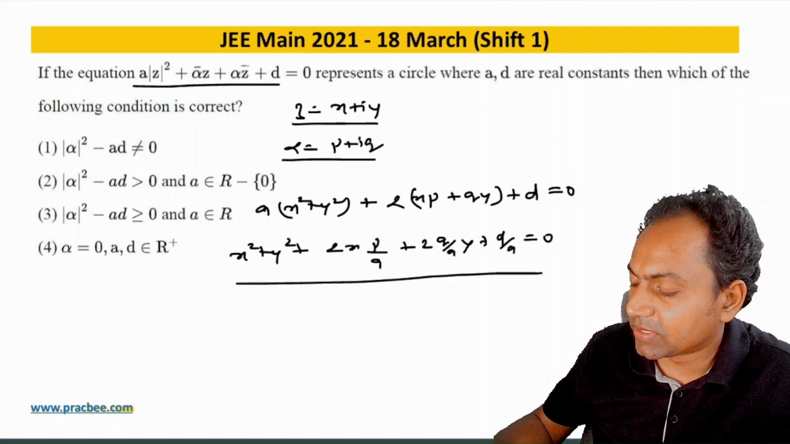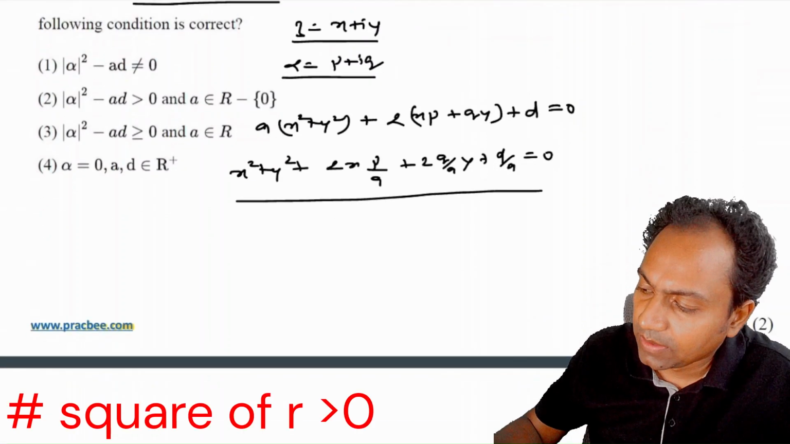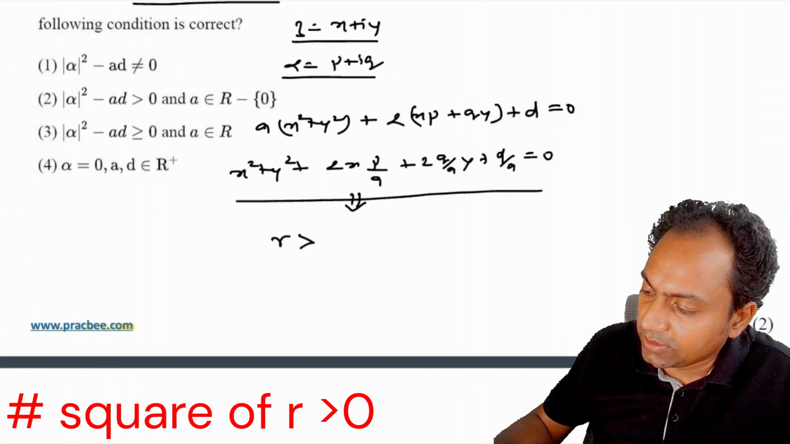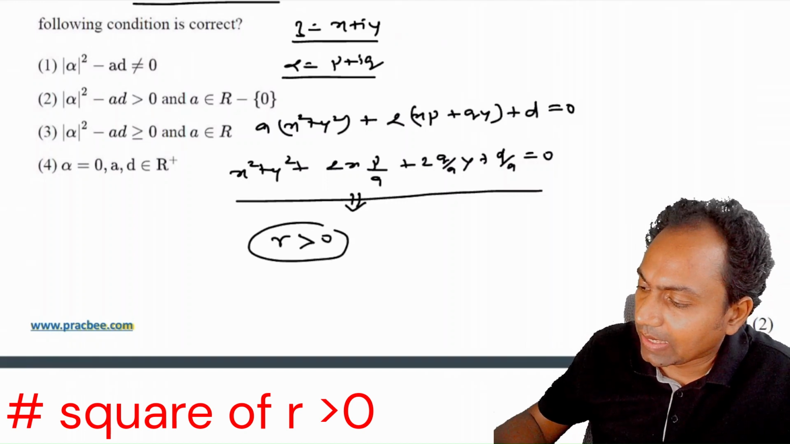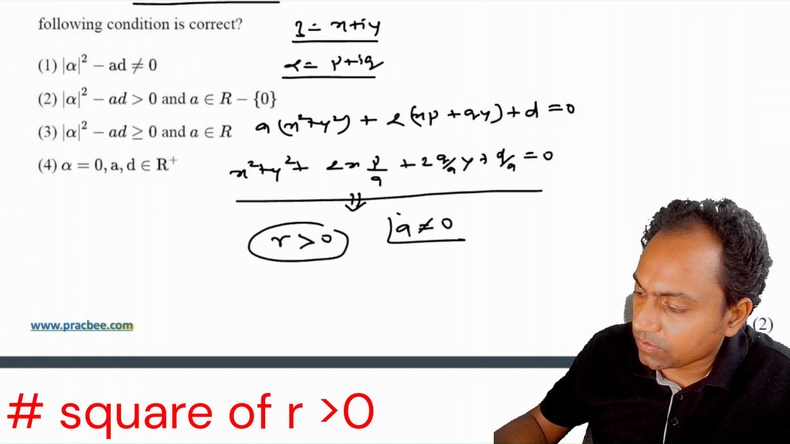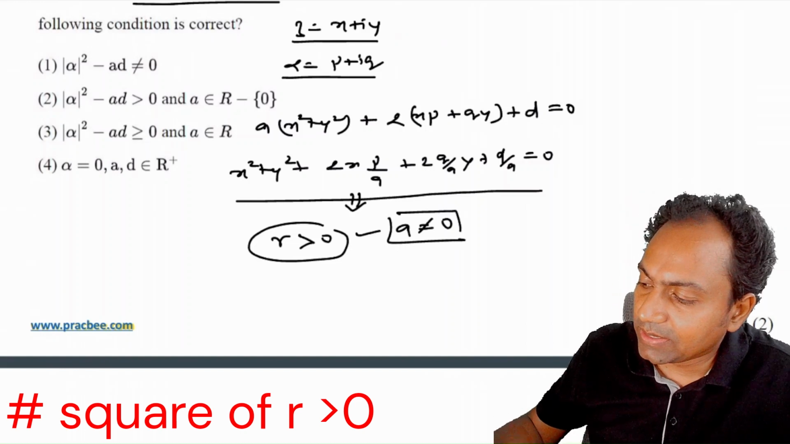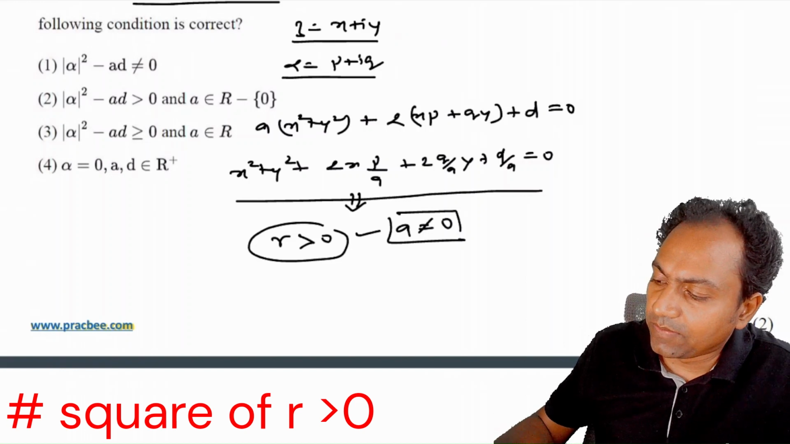What they're saying is this represents a circle. Yes, definitely it is a circle, but for this to become a real circle, the radius of the circle needs to be greater than 0 and a cannot be equal to 0. These two conditions need to be there, otherwise it will not be a circle. So if this condition is fine, now let us take the condition of r.